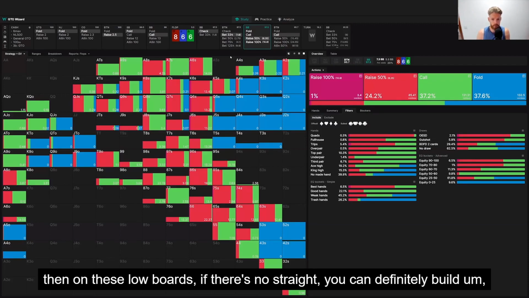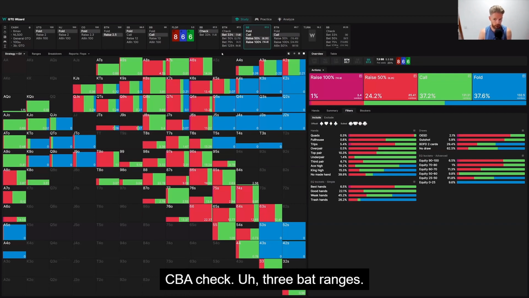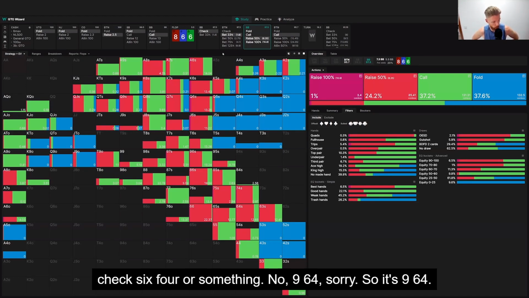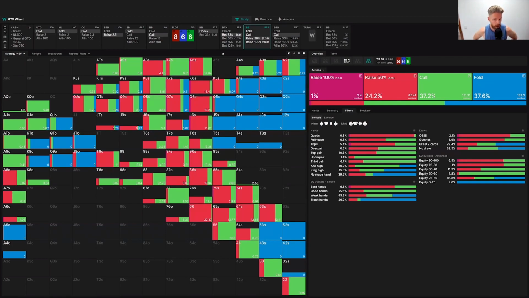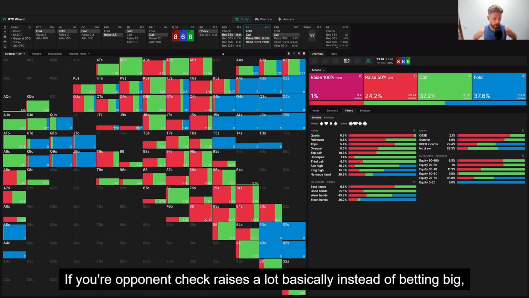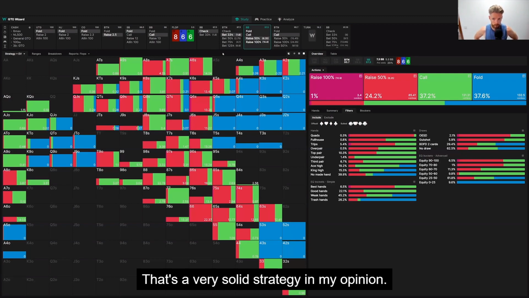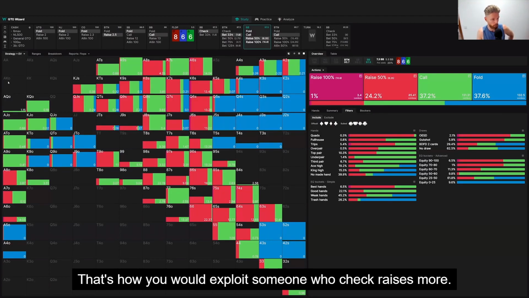Then on these low boards, if there's no straight, you can definitely build c-bet check 3-bet ranges. So basically, let's say you have a board that you would use a big sizing on, let's say Jack 6-4 or something, 9-6-4, sorry. So it's 9-6-4. If your opponent check raises a lot, instead of betting big, you can just bet small, and when he check raises, you 3-bet. That's a very solid strategy, in my opinion. That's how you would exploit someone who check raises more.